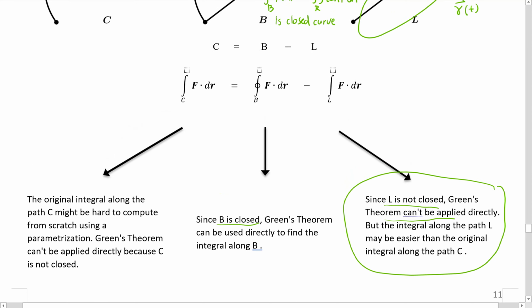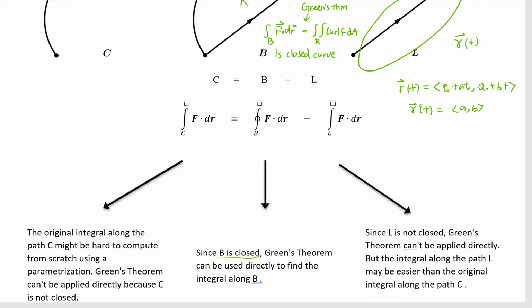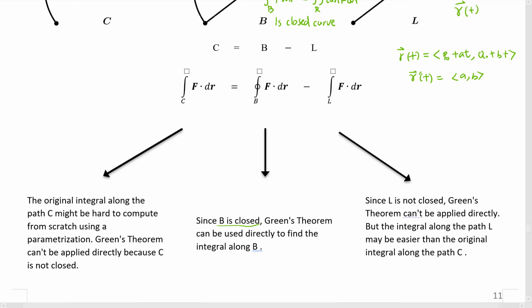And you know what? The parameterization, if you can remember, is just P0 plus AT and then Q0 plus BT, right? And so when we take the derivative, this is just A, B, they're just numbers. So much easier to calculate. So far, so good, everybody? Okay, so this is like a small trick when we have a curve that is not closed.